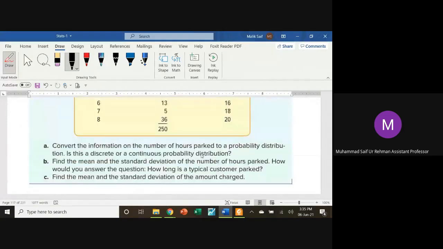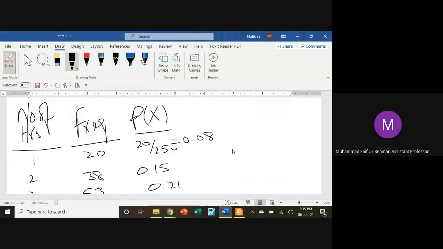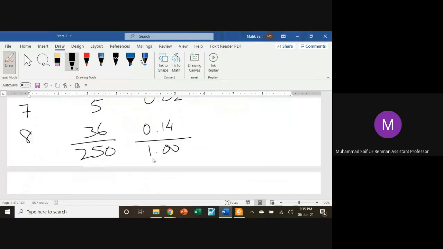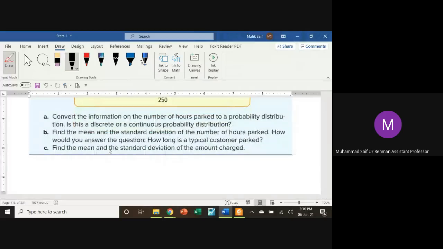Now, is it discrete or continuous? You will say discrete. We have basically converted the information into a probability distribution, so the probability distribution is now there. What next? Find the mean and the standard deviation of the number of hours parked. How would you answer the question?